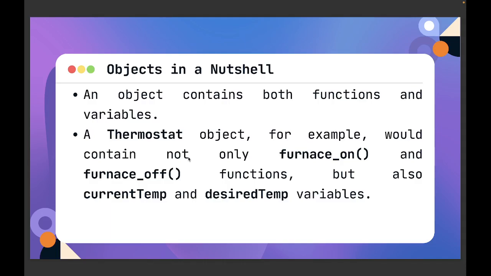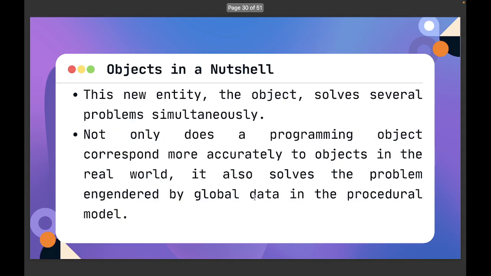Others are assigned to items, others to appearance. So there are many. That's why it's called objects in a nutshell, because all of those classes that we created will be combined into one. Okay? So this thermostat object, assuming it's made in a digital way, has a furnace on and furnace off function, but also current temp and desired temp variables. The on and off are functions, and the current temp and desired temp are variables or properties.